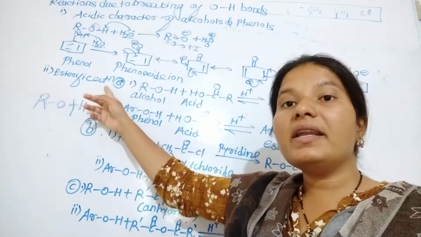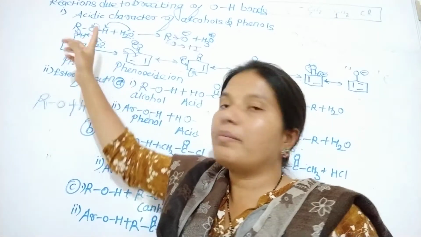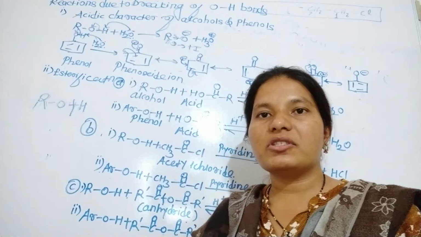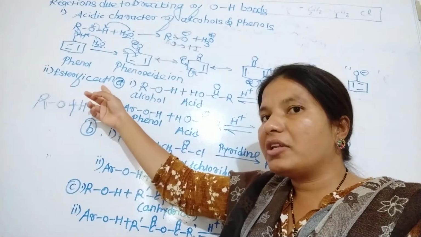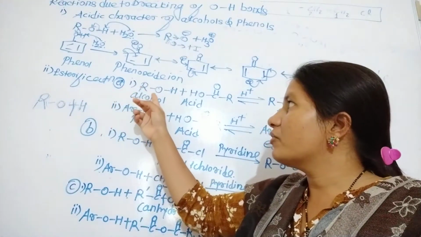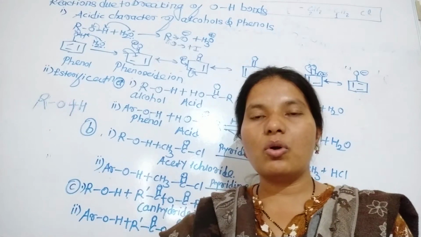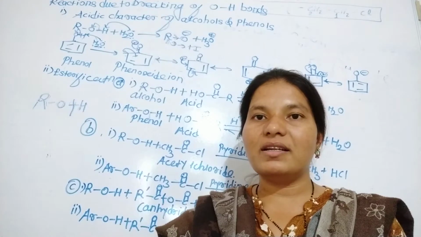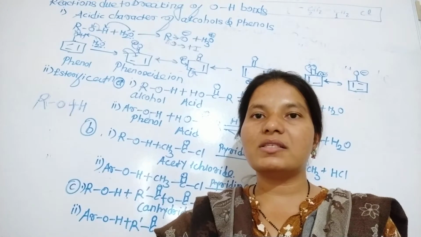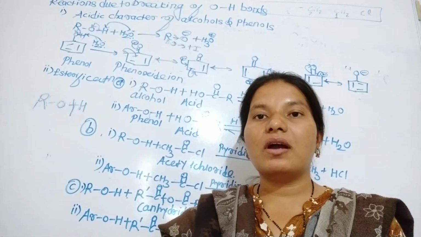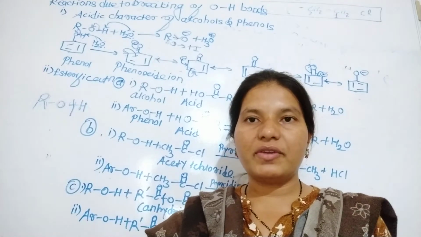Then the next reaction. In this case the bond between oxygen and hydrogen gets broken. We discussed here reactions involving the cleavage of the O-H bond. Then the next point, esterification. In esterification, you can form an ester by using alcohol and adding acid. The second one, from alcohol plus acetyl chloride, and the third one, alcohol with anhydride. You can also use phenol for the esterification process.